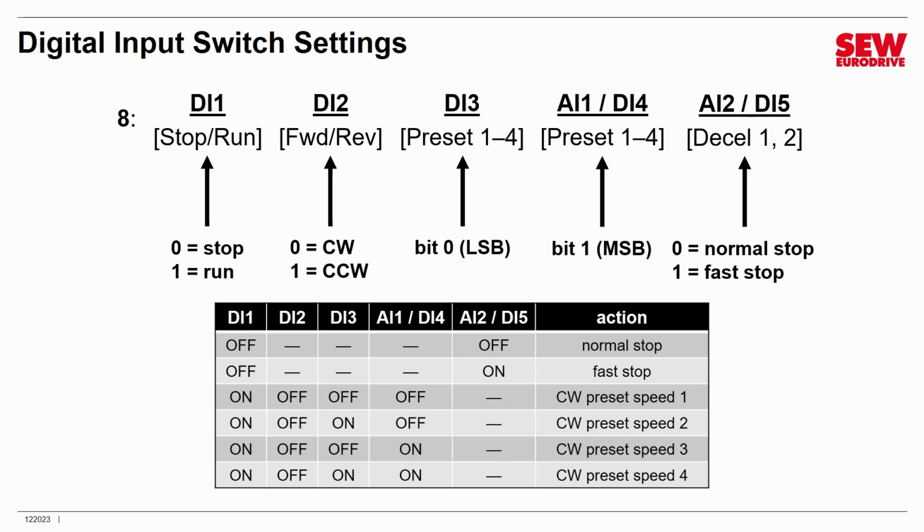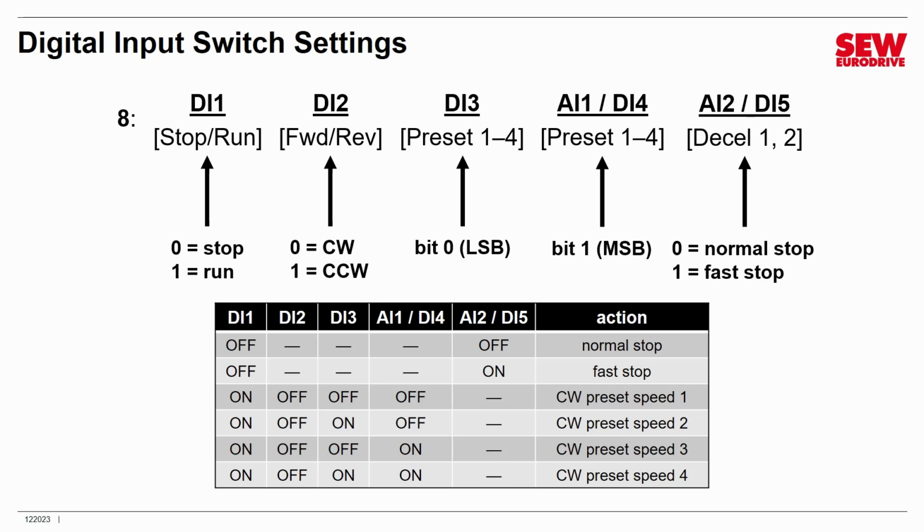So if digital input 1 is on, the VFD can run. If digital input 2 is off, you'll get clockwise. And then digital inputs 3 and 4 give you those binary patterns, off, on, and on. That will select your 4 preset speeds.